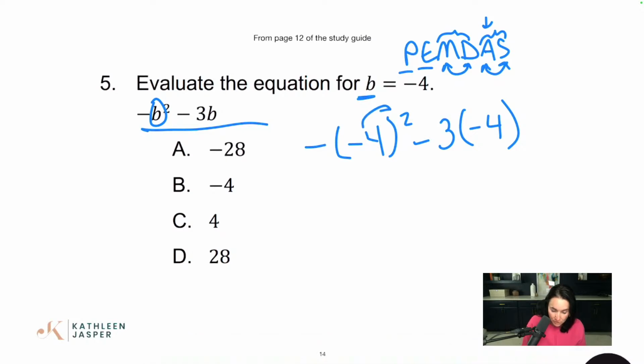We're going to do this first. Let me show you what happens. -4 to the power of 2 is -4 times -4. Negative times a negative is a positive. 4 times 4 is 16. Bring it down.